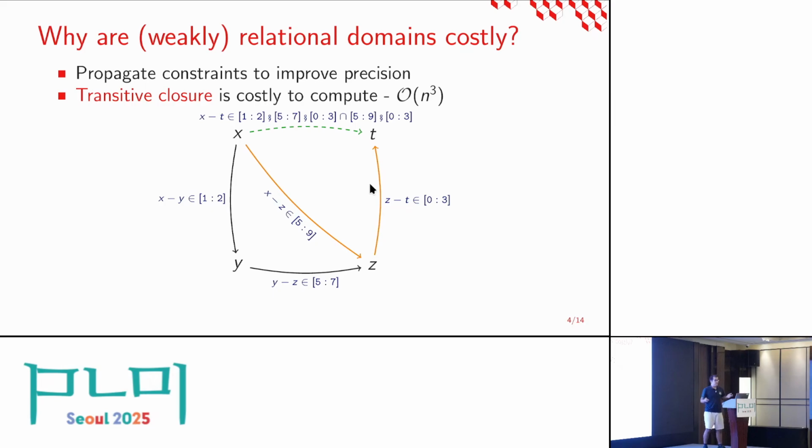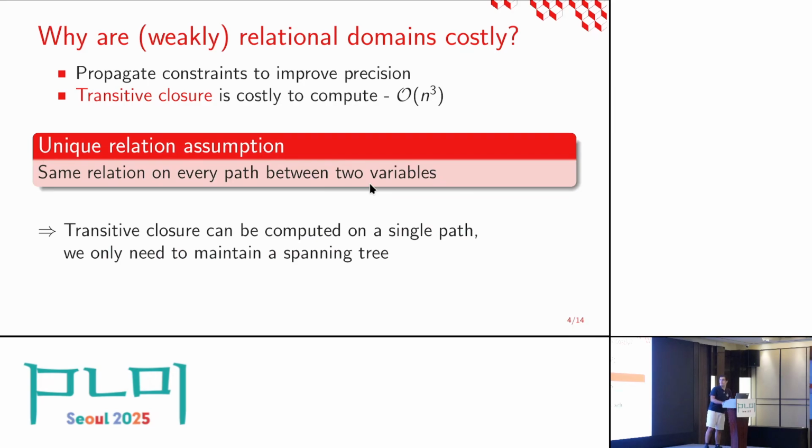Do I need to explore all my possible paths? Exploring all paths through a graph is a Floyd-Warshall algorithm, which has cubic complexity. It's fairly expensive. And that leads us to the key assumption of our paper, which is, what if we didn't have to compute such an expensive transitive closure? So we're going to assume that the relation is going to be the same on any path. That way, first of all, we can shrink our graph. We can only maintain a spanning tree, because thanks to the assumption, we know we're not forgetting anything.